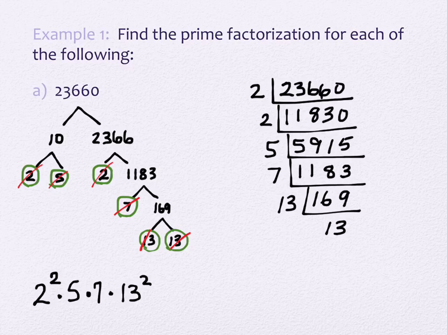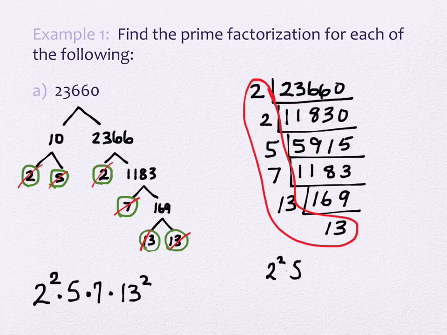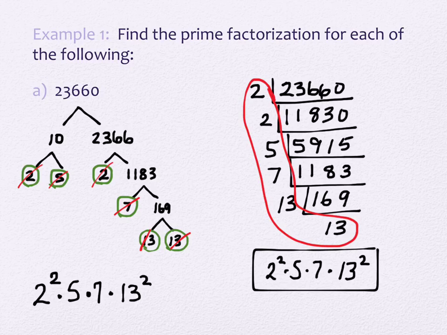And the cool thing, and again, why I like it, is that the answers are all right here. They are all in the same place instead of being spread out on the paper. They're a lot harder to lose in this method. The answer, of course, is the same: 2 squared times 5 times 7 times 13 squared. Okay, same answer.